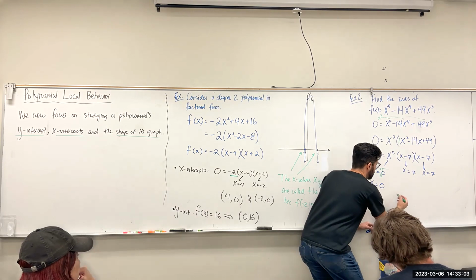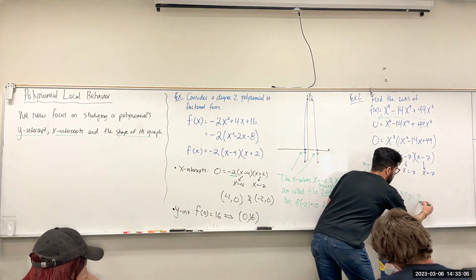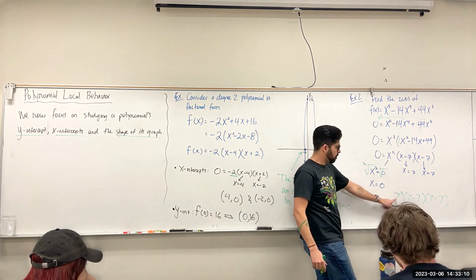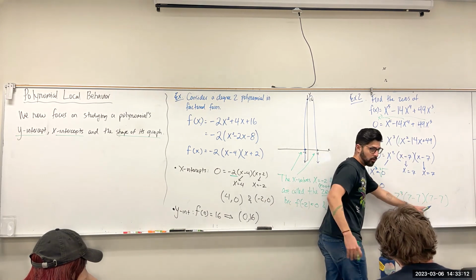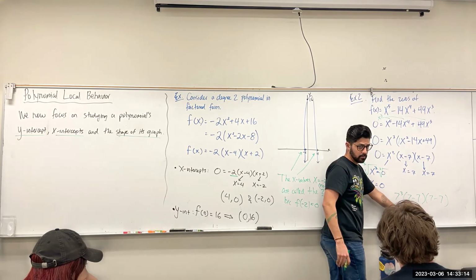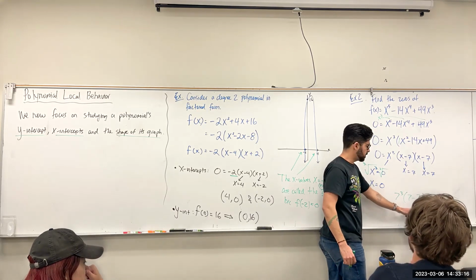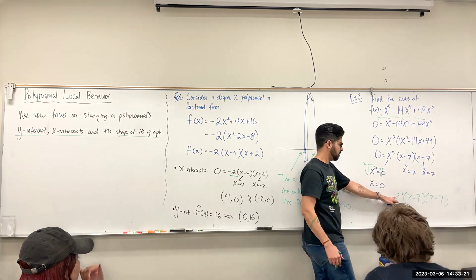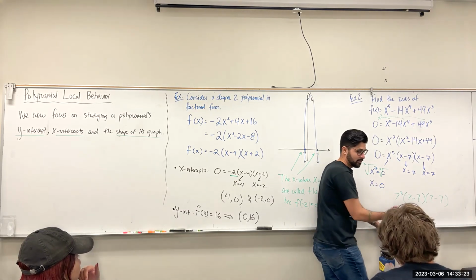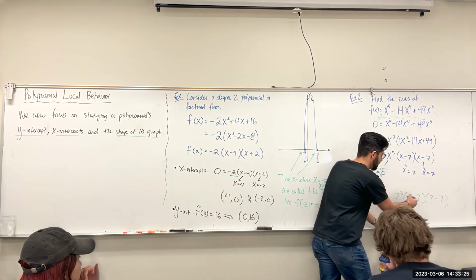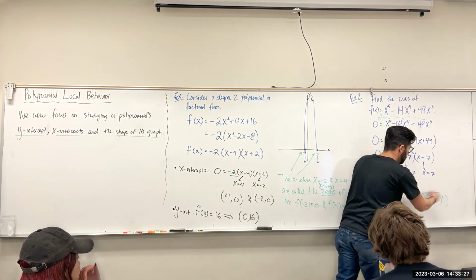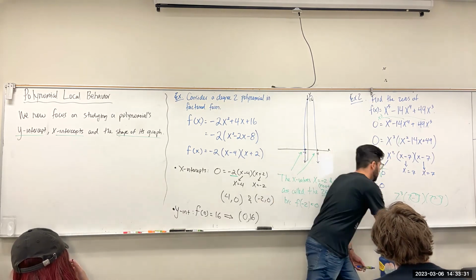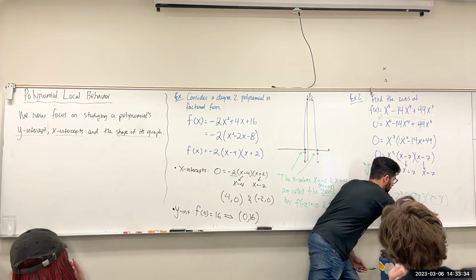If I plugged in the 7, it would look like this. This won't be 0, that's true, but these are, so the whole thing will be 0. What's 7 cubed? 343, so 343 times 0 times 0. Anything times 0 is 0.